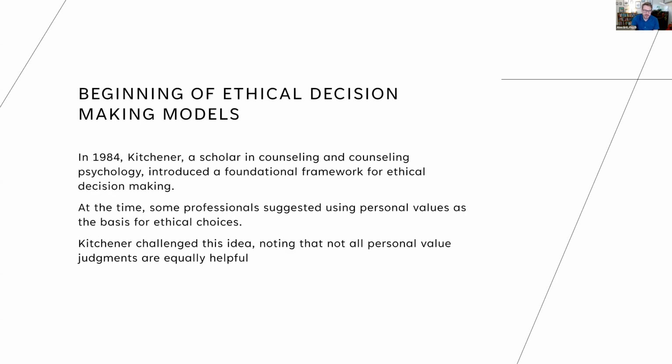In just a very brief way, I want to share a little bit of history. Kitchener was one of the first major persons in the field to propose an ethical decision-making model in 1984. At the time, it was a little bit of a Wild West. There were a lot of people who would say personal values are a valid basis for making ethical decisions. Kitchener challenged this idea, saying that not all personal values are of equal value to others, and that we need something more coherent, cohesive, and less personalized in order to make ethical decisions as a field, with them being a counselor in particular.